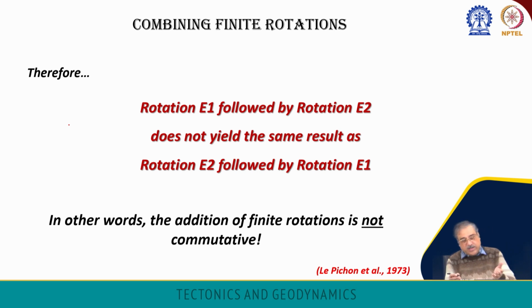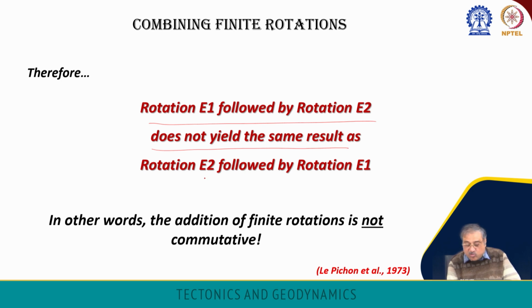Now, what we can summarize from this is that rotation E1 followed by E2 does not yield the same result as rotation E2 followed by rotation E1. So the addition of finite rotations is not commutative, right? It means it's not a vector. This was summarized actually brilliantly by Xavier Lapichon, who actually showed that this was the case. So it's a very important conclusion. What this means is that a finite rotation is not a vector.